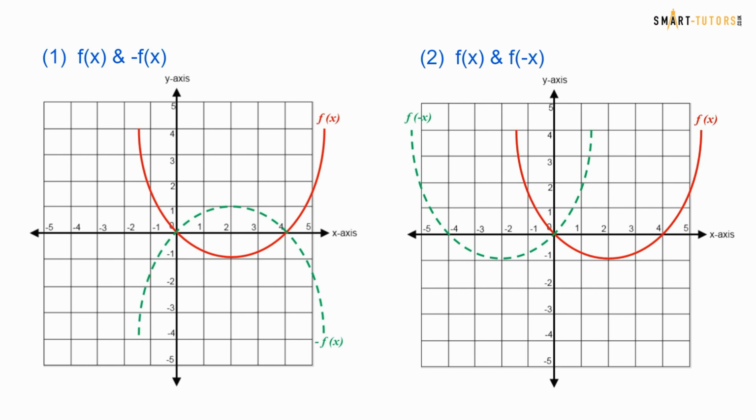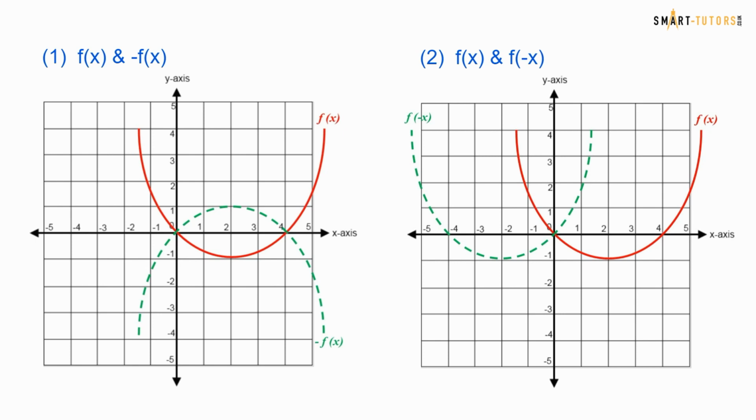So if f(x) is the red color graph, negative f(x) is the transformed graph, which is drawn in green color. The theory behind this one, you need to reflect the graph in the x-axis. So negative coming outside of the brackets, reflection in the x-axis.